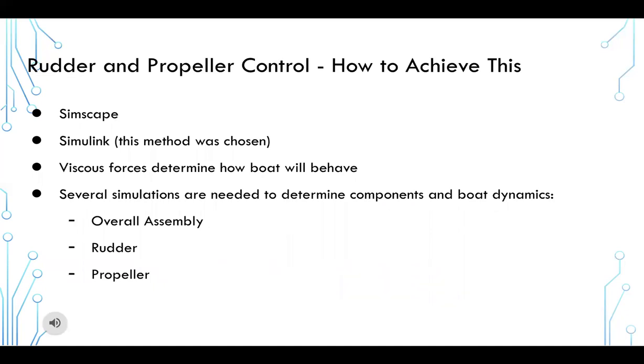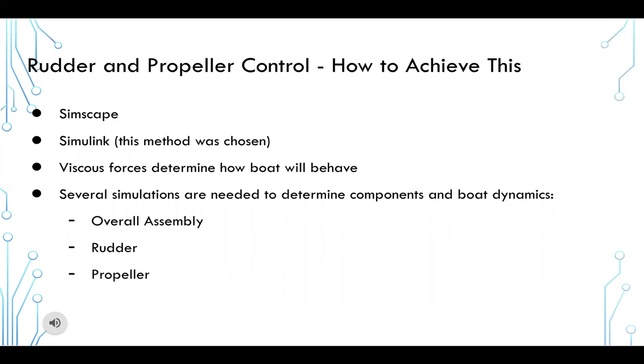Since the dynamics of the boat are affected by water conditions, CFD simulations have to be done to create the control systems. The viscous forces on the boat determine how fast and far it will move and how much it will turn based on a specific angle, so 3 simulations are needed. One for the propeller, another for the boat, and another one for the rudder.